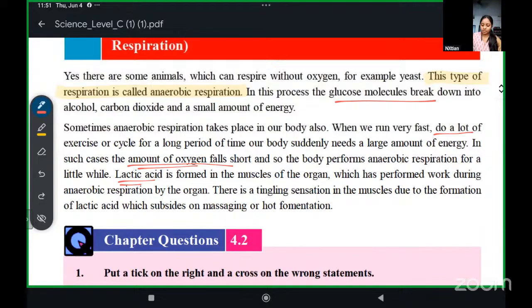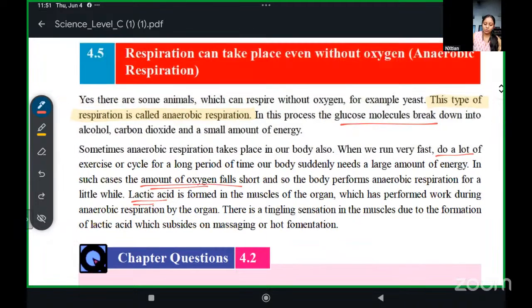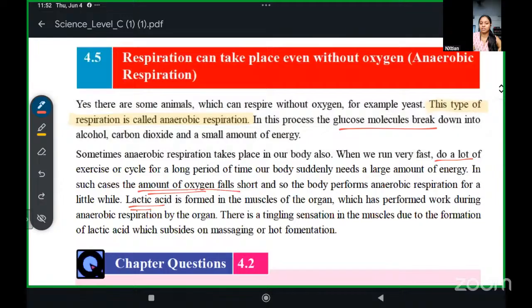Now this helps the muscles, and you also feel a tingling sensation in the muscles when you're doing some rapid exercises, maybe cycling, or running very fast. So this is how we respire without oxygen, through lactic acid.